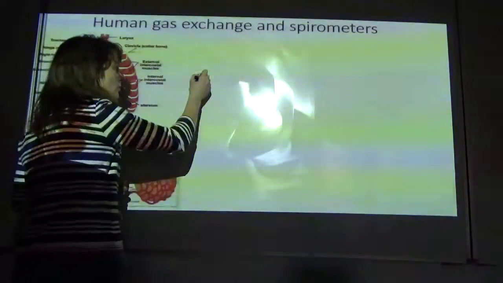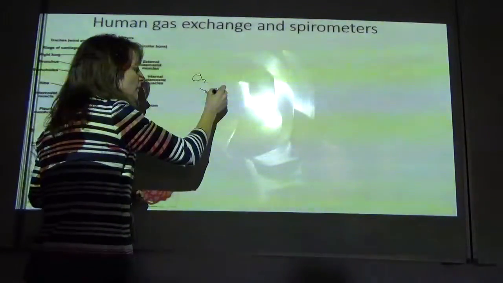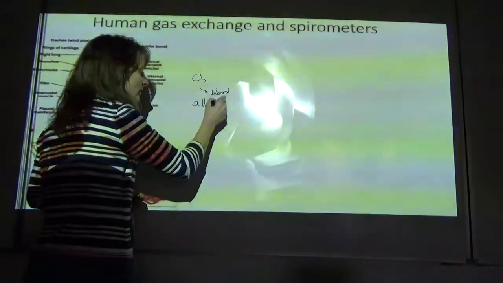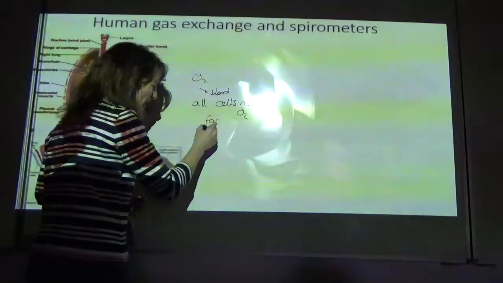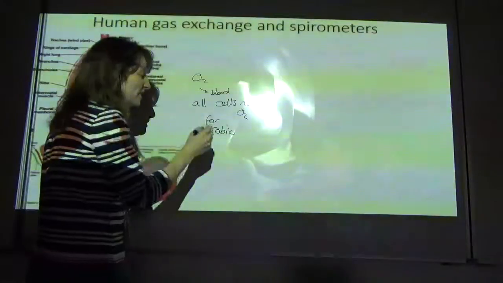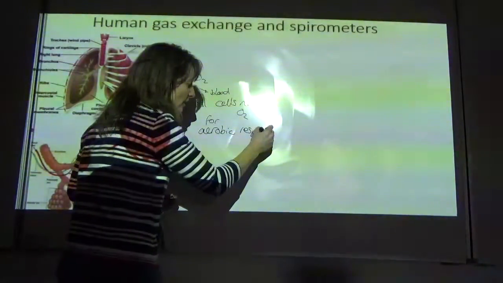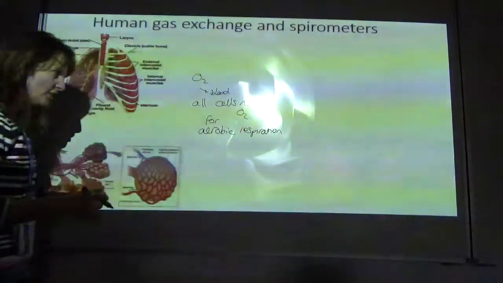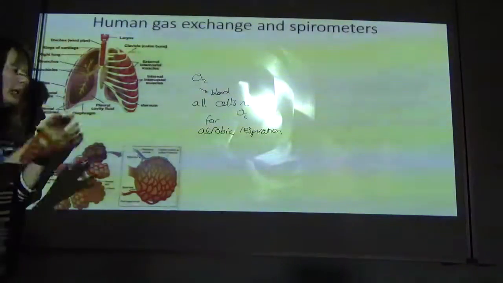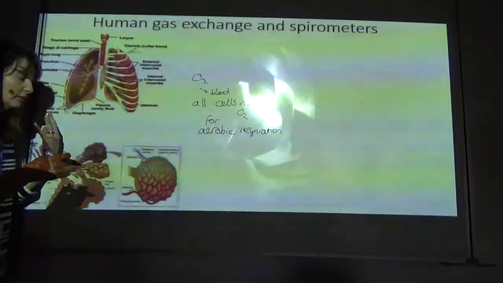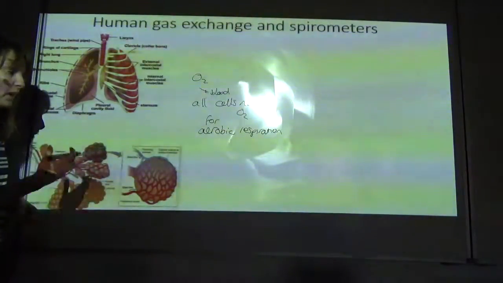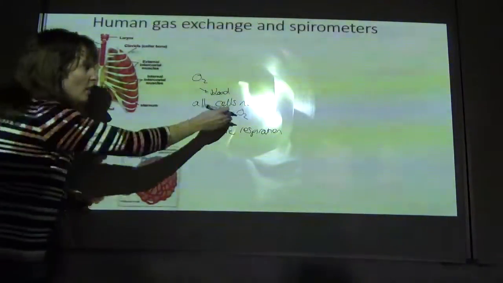So you're trying to get oxygen into the blood because all cells need oxygen for aerobic respiration. And again, that's on the cellular level. Don't confuse respiration with ventilation. Ventilation is the mechanism behind breathing and getting fresh oxygen air into the lungs and out of the lungs. Aerobic respiration is what happens at a cellular level with that oxygen.